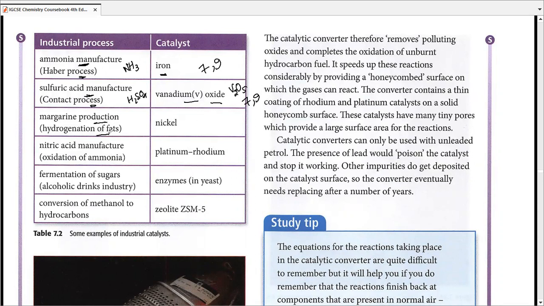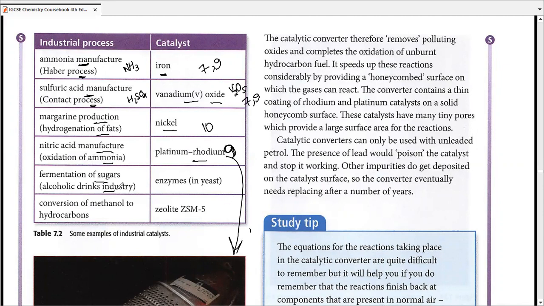Then margarine production, hydrogenation of fats, nickel. We're going to discuss it in chapter number 10. Nitric acid manufacture, oxidation of ammonia with platinum-rhodium gauze. We are going to take a similar example over here, but this would be discussed in chapter 9.